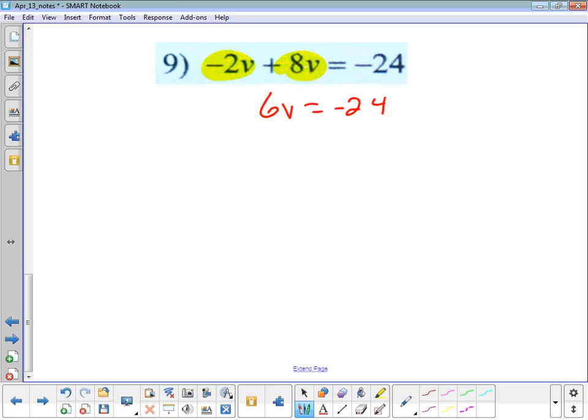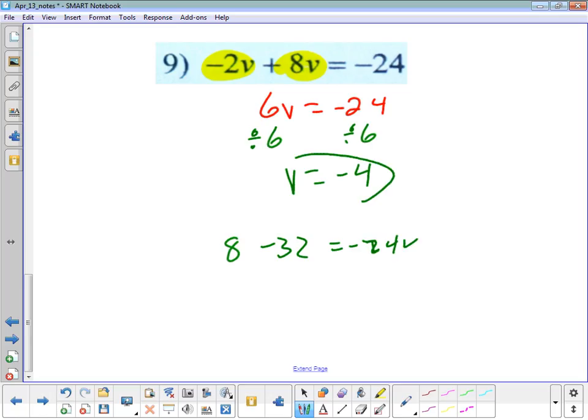Now I want to get rid of the 6, so I need to divide by 6 because we are multiplying by 6. So I'm going to divide by 6, and that gets me v equals negative 4. Now I can go ahead and check that. Negative 2 times negative 4 is a positive 8, and 8 times a negative 4 would be negative 32, and 8 minus 32 would give me negative 24, which is what we were supposed to get, so that works out. So that's how we do these problems.